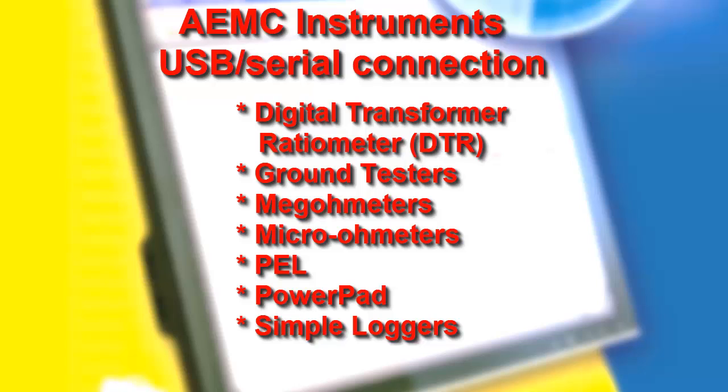The first connection type we discuss is USB or serial cable. This is typically used for connecting a single local instrument. Most AEMC instruments can use this type of connection, although there are some exceptions as we'll describe later in this video. The screen lists the AEMC product families that support USB and/or serial cable connection.